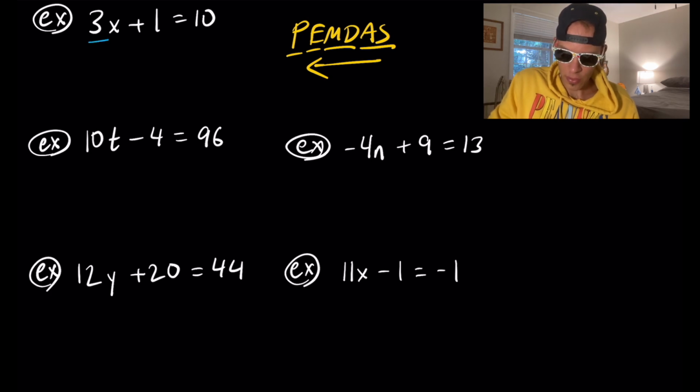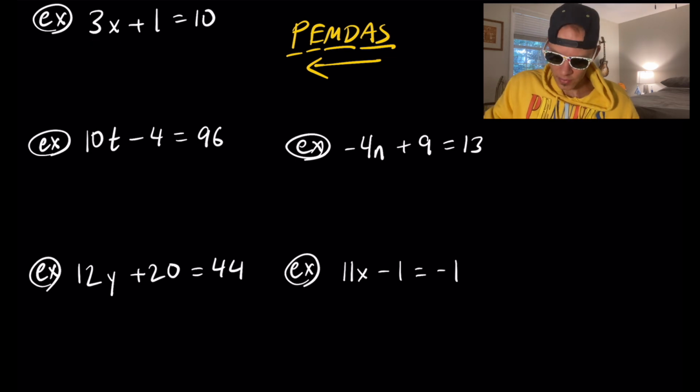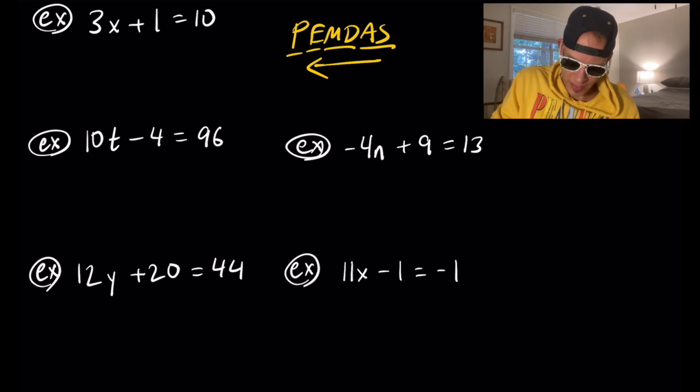So again, I've got 3 times x plus 1 equals 10. Well, if I go right to left, I see that I have to undo any addition or subtraction that's going on first. So I see an addition going on here. So let's undo that by subtracting 1 from both sides. So once I do that, these will cancel, and I'll have 3x is equal to 10 minus 1, which is 9.